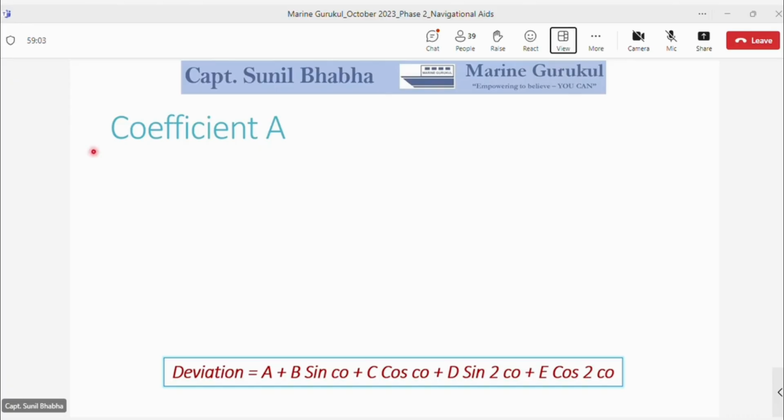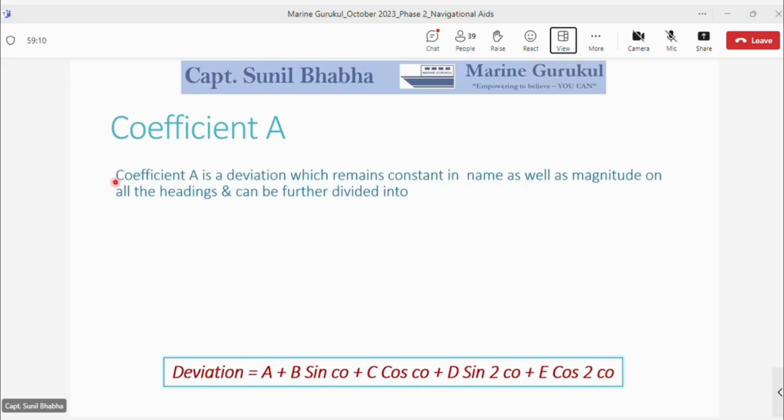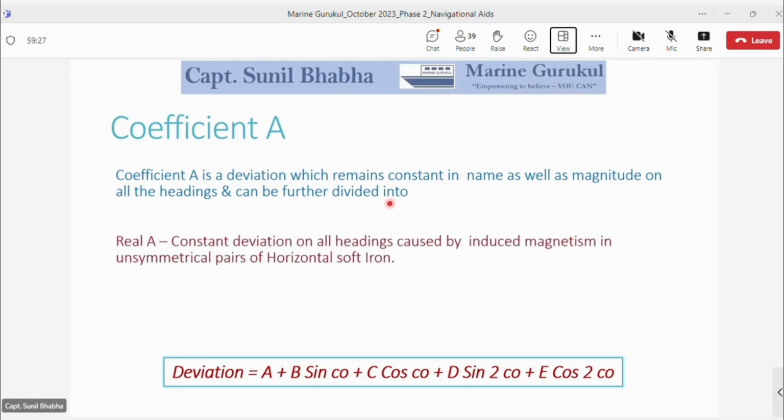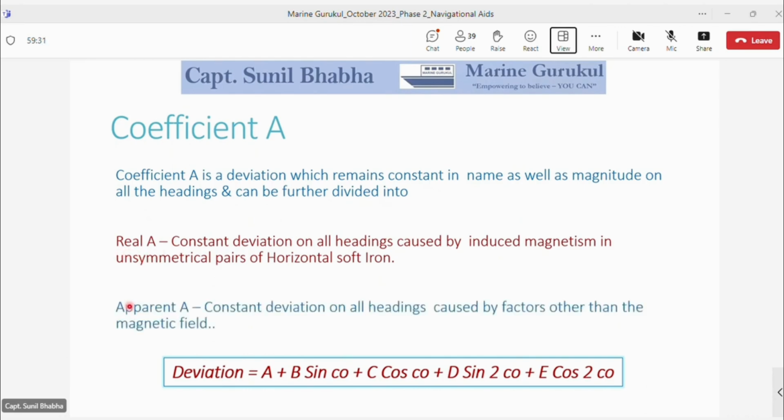Let's now go into our first coefficient, that is coefficient A. Coefficient A is a deviation which remains constant in name as well as magnitude on all the headings and is further divided into two parts. These two parts are number 1 real A and number 2 apparent A.